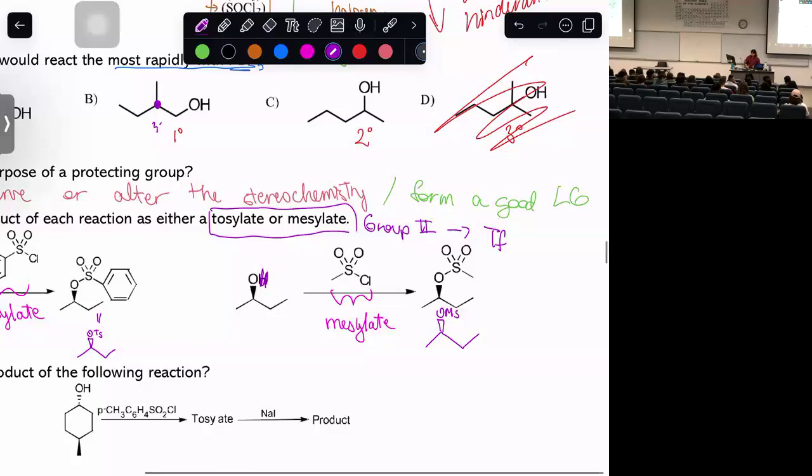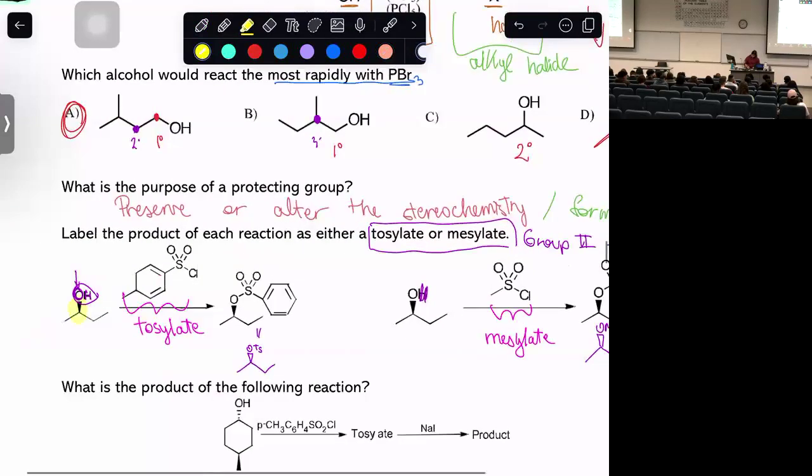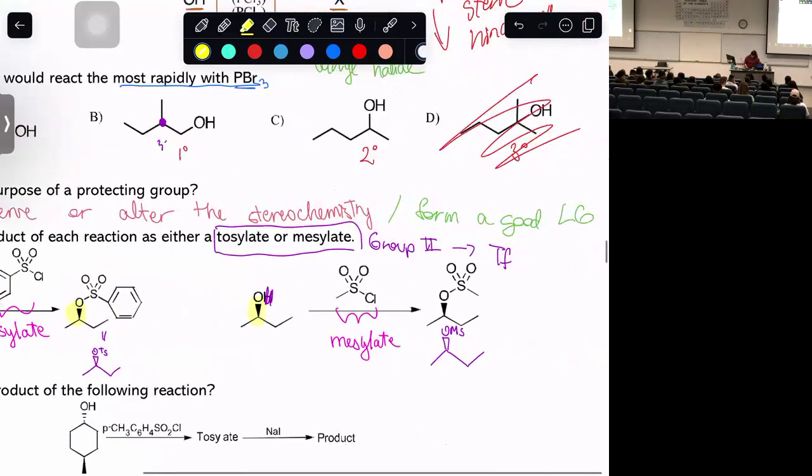Okay, that's it. And now, next important factor for you to notice is that I'm retaining the stereochemistry. Okay, so that's the main difference between group 1 and group 2. Group 1 flips the stereochemistry. Group 2 retains the stereochemistry. So let's just write this here.